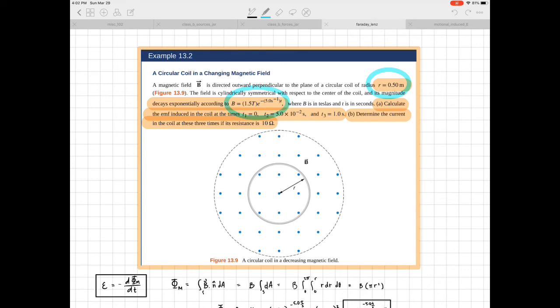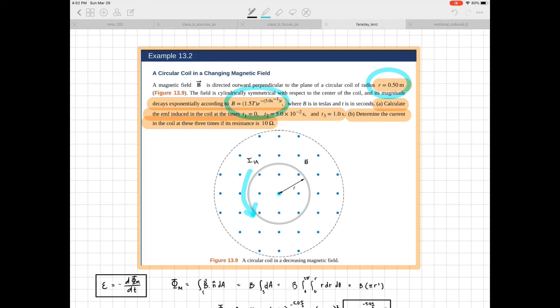So we need an induced current to offset that decrease in flux. So we need an induced B field coming out of the page to offset that decrease. So that means we need a current that's going around in that direction. That'll give us a B field out of the page. So this must be the direction of the induced current. All right, so that's from Lenz's law.